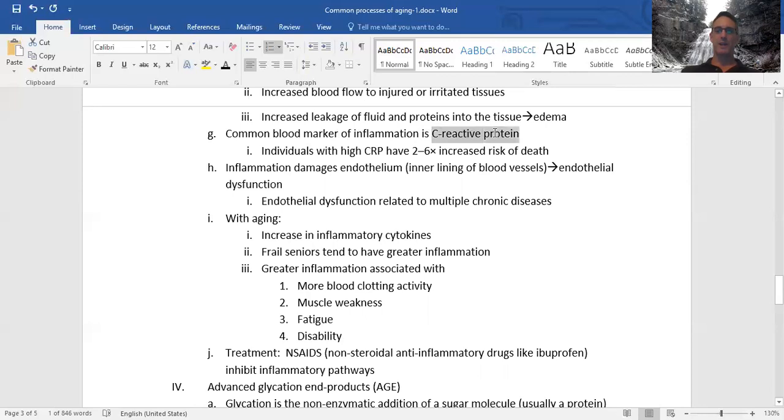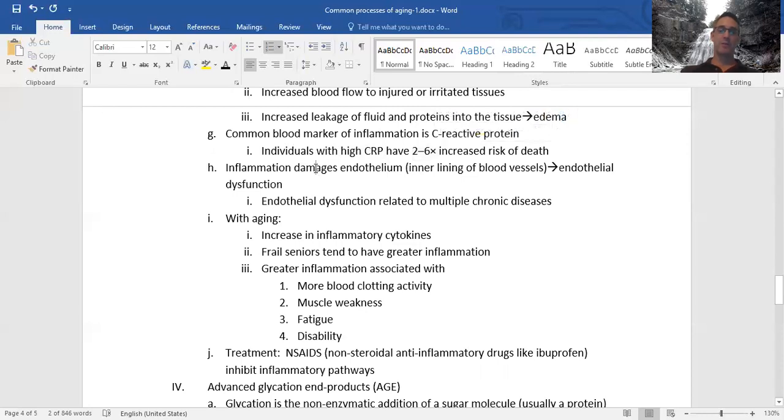C-reactive protein is a protein that's commonly measured as a marker of inflammation. So how much C-reactive protein is there in the blood? Interestingly, when you have a high CRP level, and I haven't defined what that is, there's a much greater risk of death. So that's kind of important to remember. Inflammation, there's a greater risk of death.